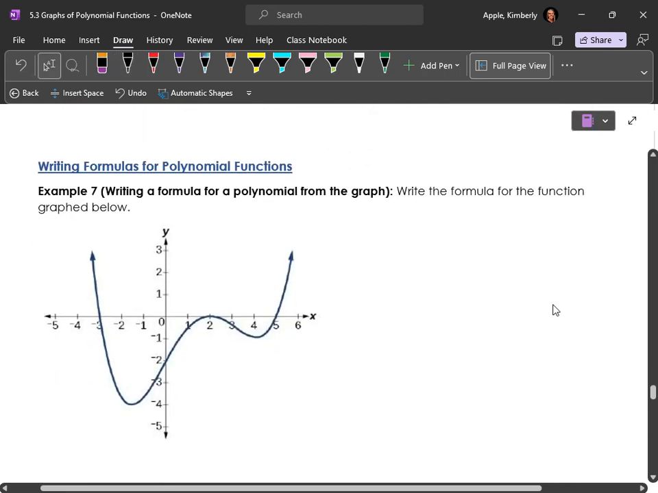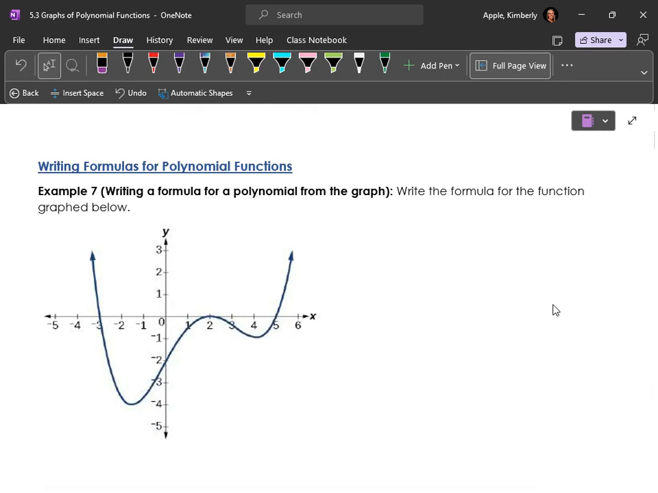Right, and then writing formulas for polynomial functions. That's pretty straightforward. We're going to solve for the a value very much like we did previously. All right, so the first thing you want to do is identify the roots.